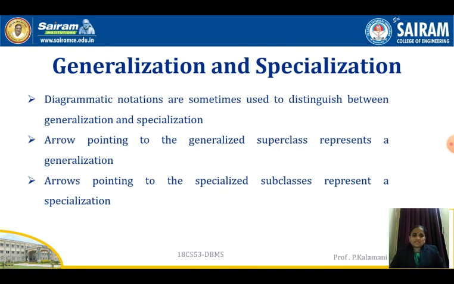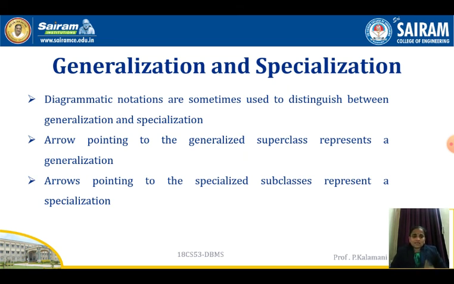In generalization and specialization, diagrammatic notations are sometimes used to distinguish between them. As we already said, we use an arrow to represent it. An arrow pointing to the superclass represents a generalization. An arrow pointing to the specialized subclass represents the specialization. So always the arrow will point to the specialized subclass. That we have seen.